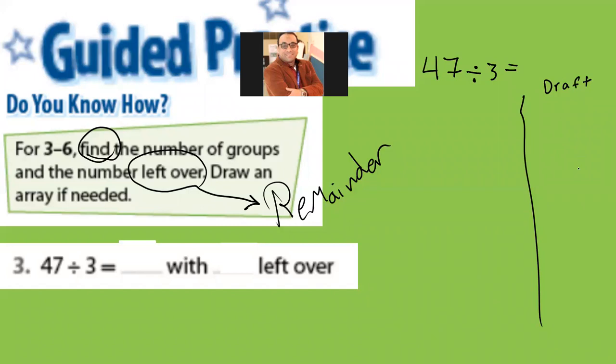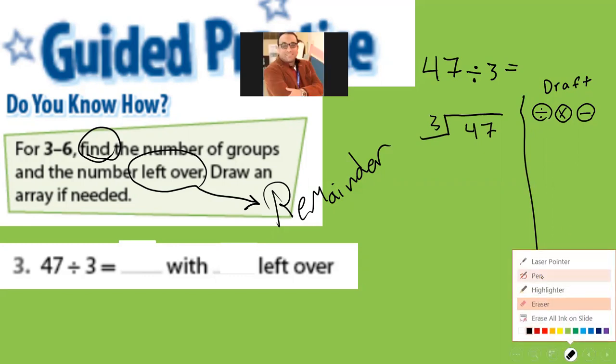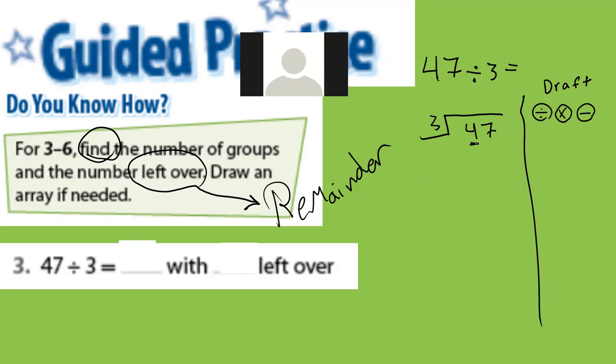Look at the screen, everybody. This draft starts with division, multiplication, and subtraction. 47 here is the dividend. This is the biggest number. Divided by 3. The quotient is going to be here. So I will start with the division first. I will start from 4. 4 divided by 3. What is the number? If I multiply it by 3, I will get 4.